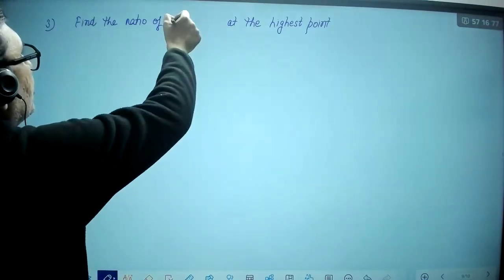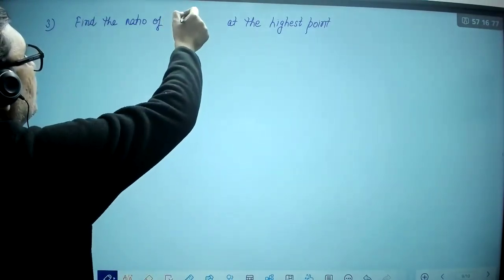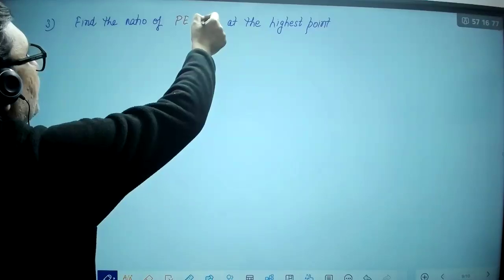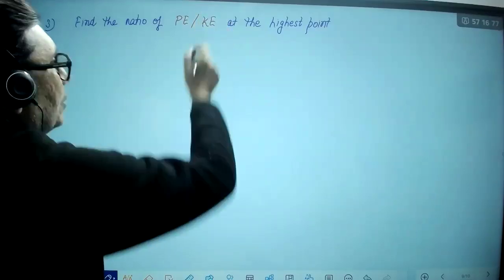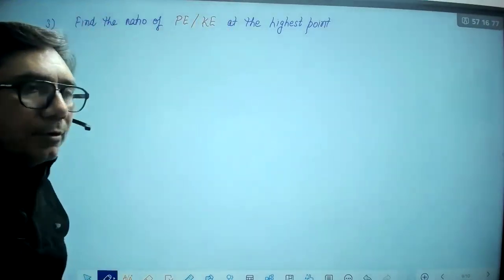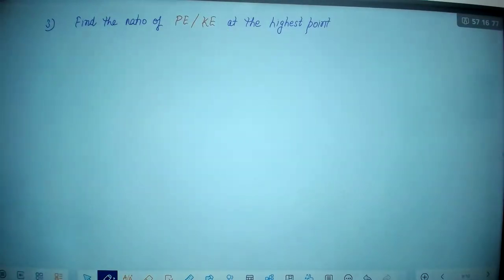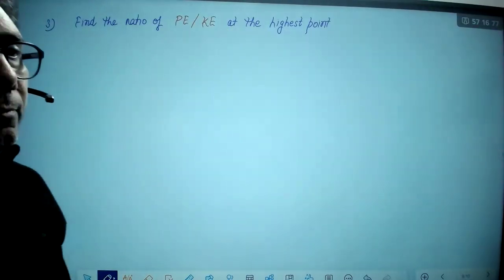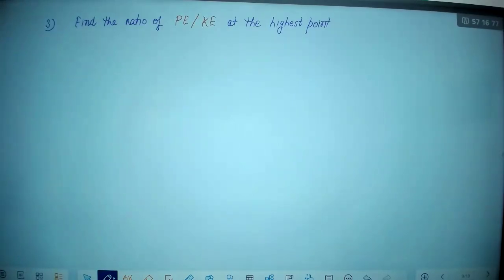So find the ratio of potential energy to kinetic energy. That question is quite good and important. So find this ratio at the highest point. You are going to tell me.